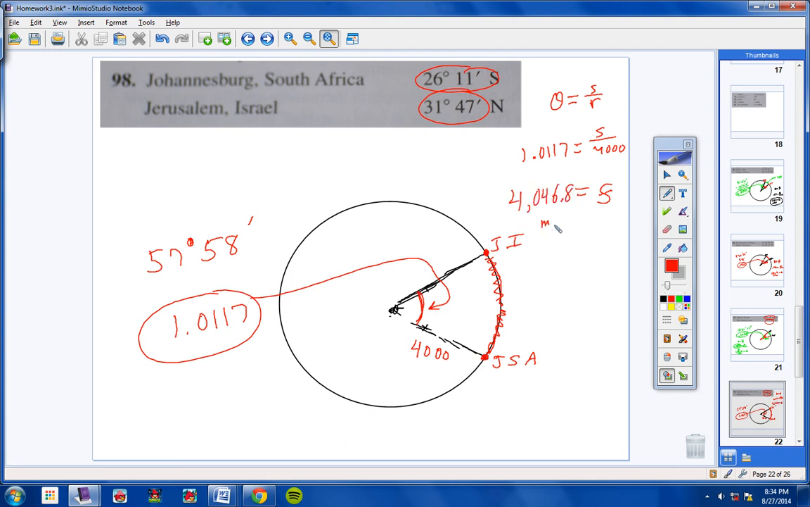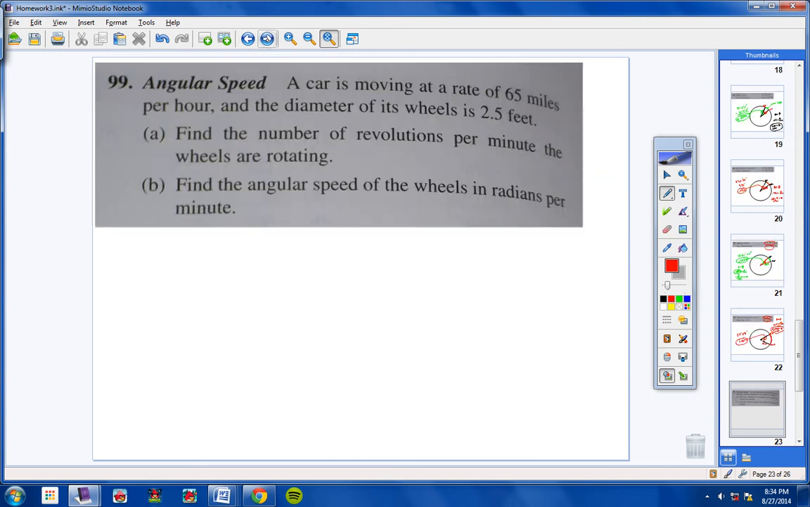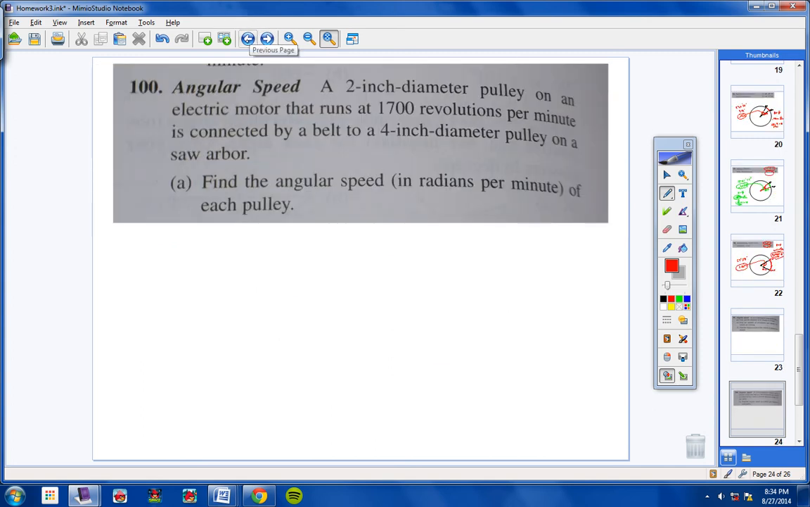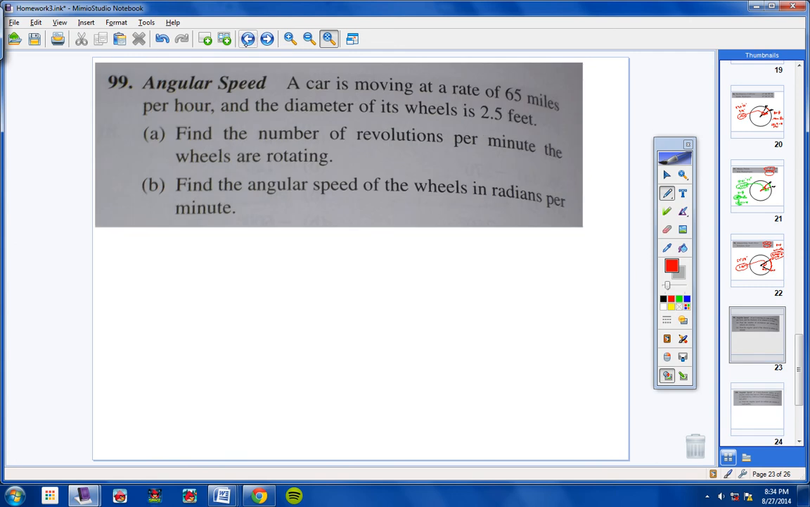4,046.8 miles. And that is really cool how that works, okay? So hopefully the first one we did was probably a little confusing, then it got a little easier, then a little easier. Now the next ones, these next 2 or 3 are going to be really difficult, so please pay attention and we'll see how we do on these, okay? Here we go.